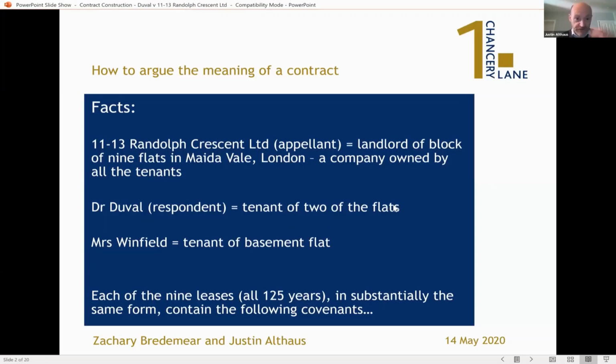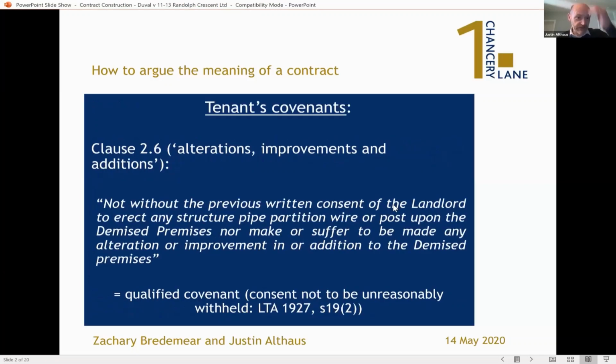I'm afraid you'll just have to look at them. You need to set them out. I've typed them out as Zach suggested we should do, and it's useful for me to have done that too. Here's the first one, clause 2.6.